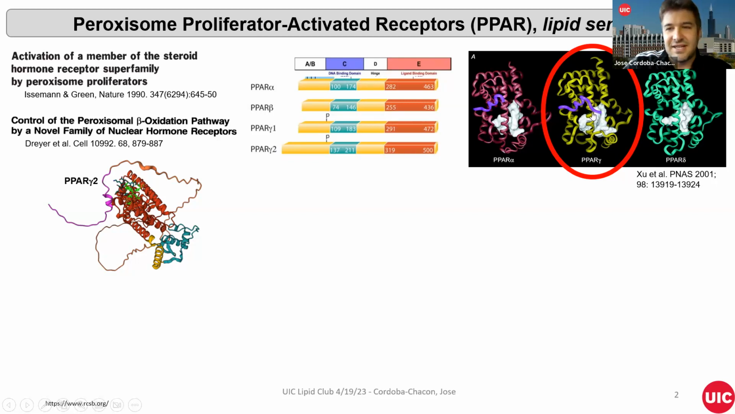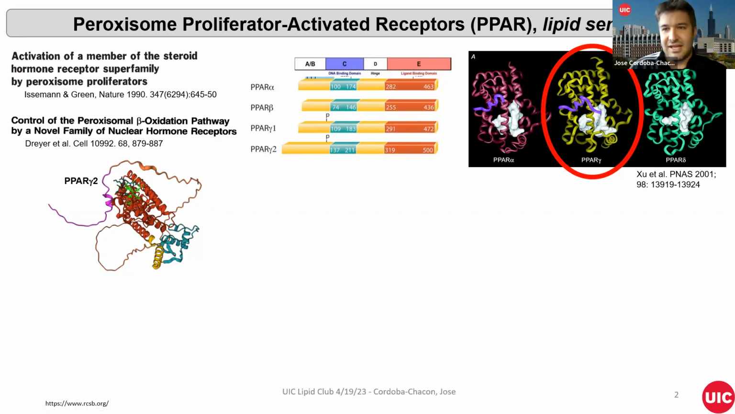And from this PPAR gamma, there are 2 different isoforms, PPAR gamma 1 and PPAR gamma 2, which has an additional 30 amino acids, as shown here in this structure in the N-terminal. But the sequence of the rest of the protein is exactly the same between both isoforms. These receptors were identified in the 90s.